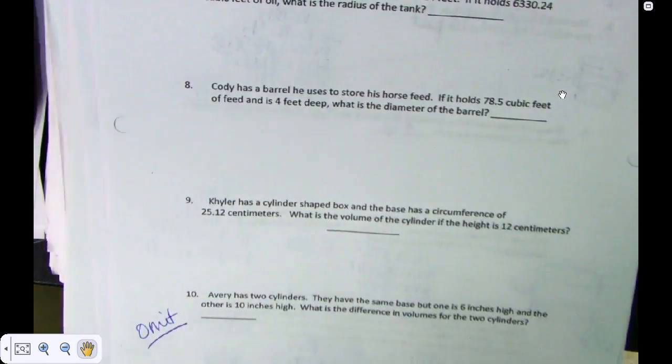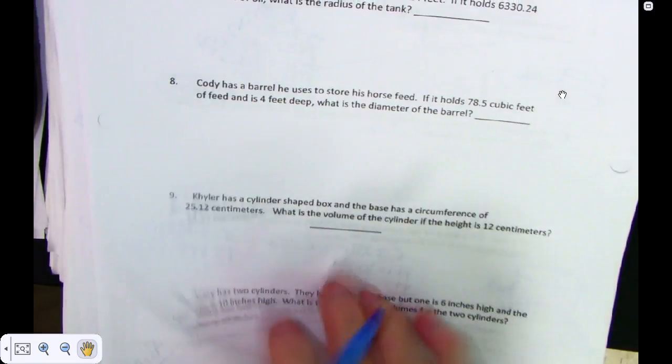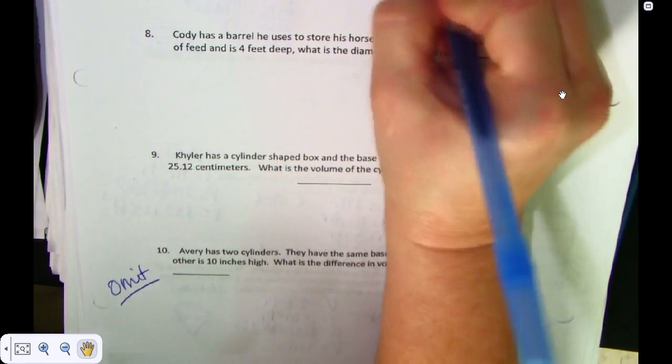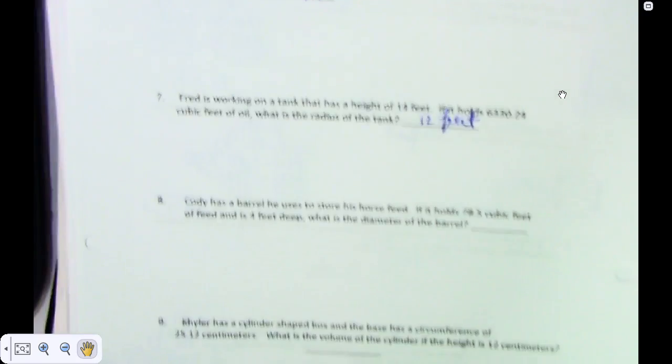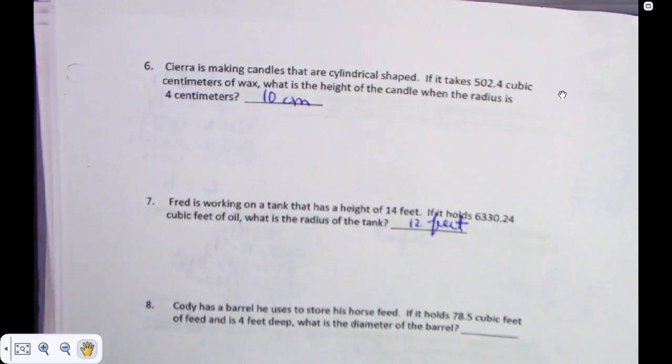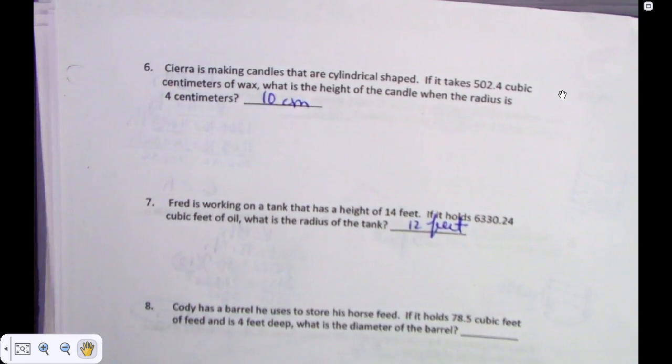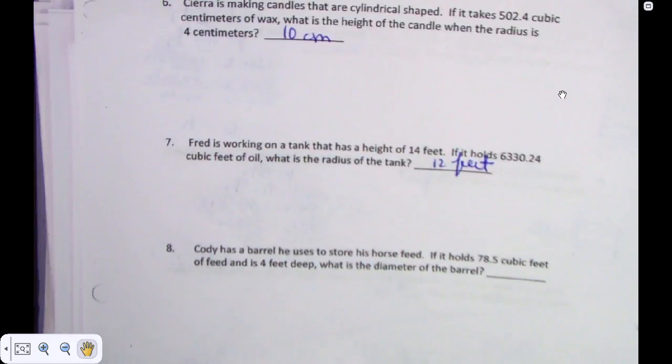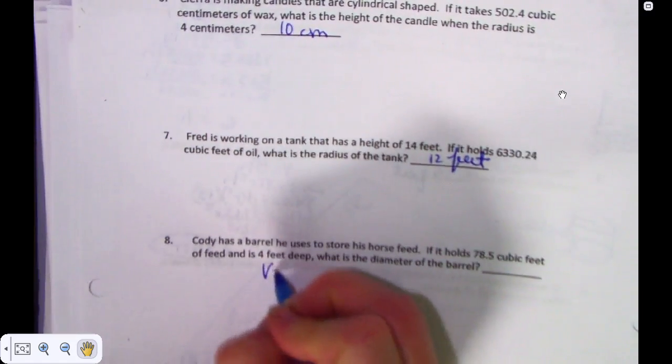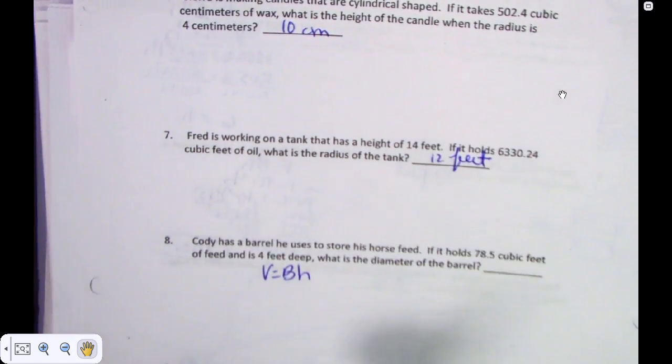All right, number 6, what'd you get? We already did number 4. 10 centimeters. Okay, number 7. Well, just write 12 feet in there because it's 12, and you'll have to go back and redo it. Okay, number 8. Oh, I need to do number 8. Okay, number 8 I need to do.